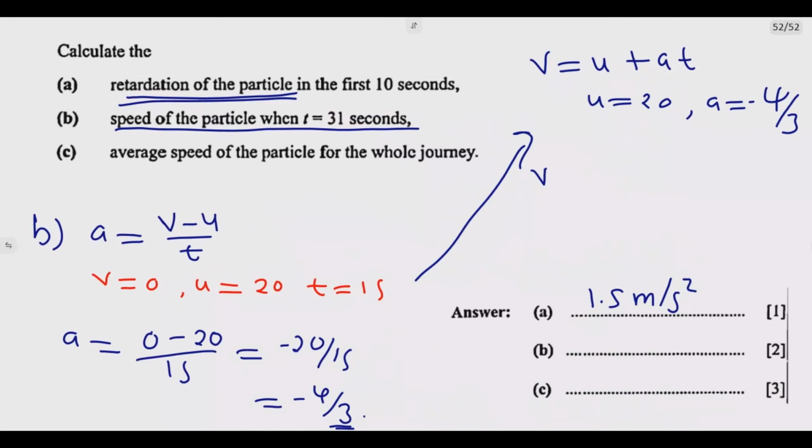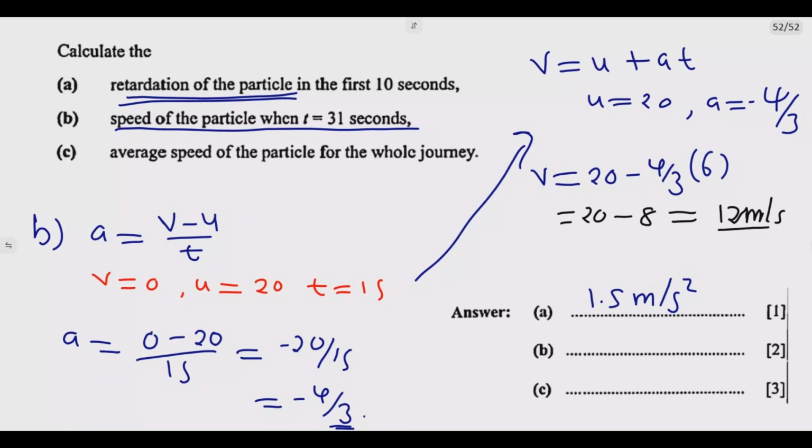So meaning velocity is equal to now 20 minus 4 over 3 times 6, which is equal to 20 minus, 3 into 6 is a 2, 2 times 4 is 8, which gives me 12 meters per second. So the answer here is 12 meters per second, like that. Then you're good to go.